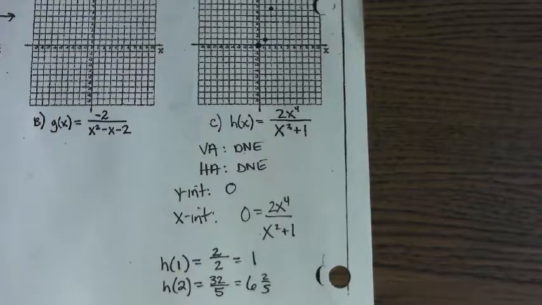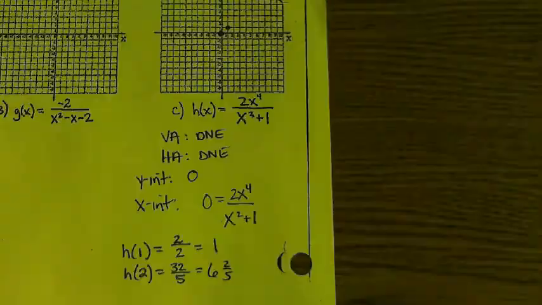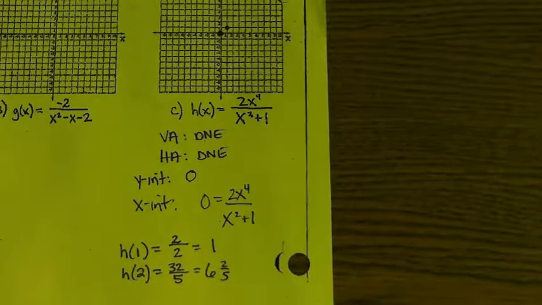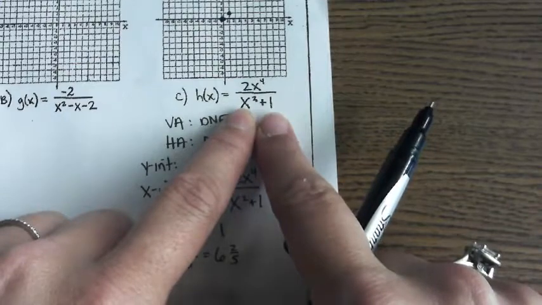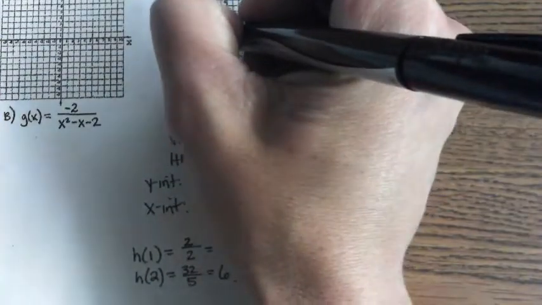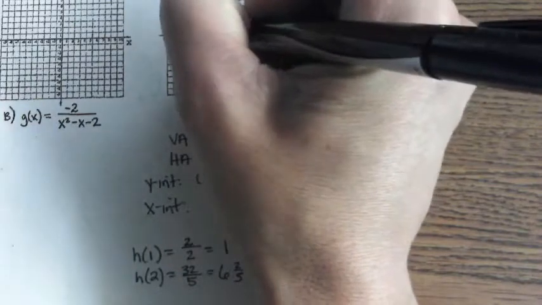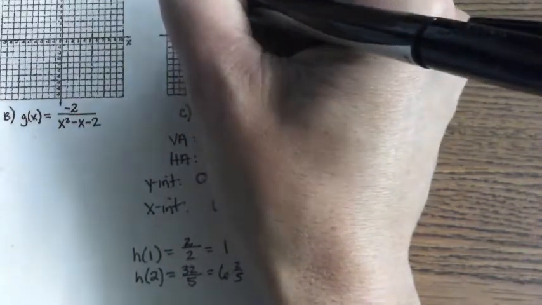How about even-odd behavior? We could also plug in -1 and -2, but we're going to get the same numbers, right? Because this is an even function. Does everybody agree with that? Okay. So I can do the symmetrical behavior: (-1, 1), and then (-2, 6 and 2/5).